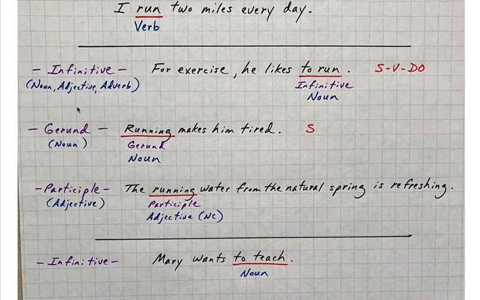Okay, then the other verbal is the gerund, which acts as a noun. The sample sentence is, running makes him tired. Running is a verb form with an ing ending. Okay, we call it a gerund, and it's acting as a noun. In this sentence, it's also the subject. Running, you see, the subject makes him tired.